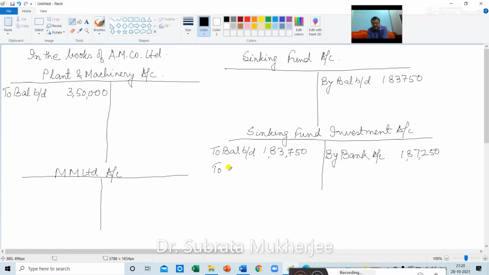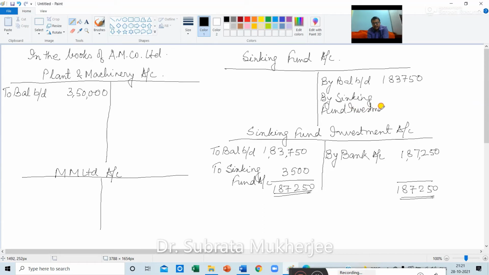So we have to transfer the profit on sale of investment to sinking fund account. So in sinking fund investment account, I am writing to sinking fund account. And the profit is 3,500. So in sinking fund account, I am transferring the profit from sinking fund investment. So by sinking fund investment account, this is 3,500.